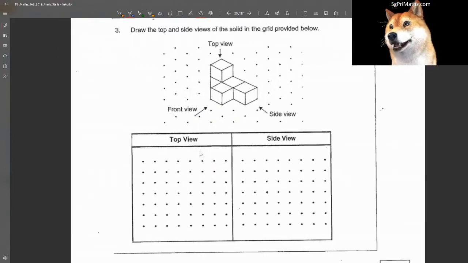Question 3. Draw the top and side views of the solid in the grid provided below. So the top view is here. Let's label this. You can see it is 2, 3, 4. Because this is a front view looking from this view, your top view, 1 will be here, 2 will be here, 3 will be here, 4 will be here. So the blocks will look like this.